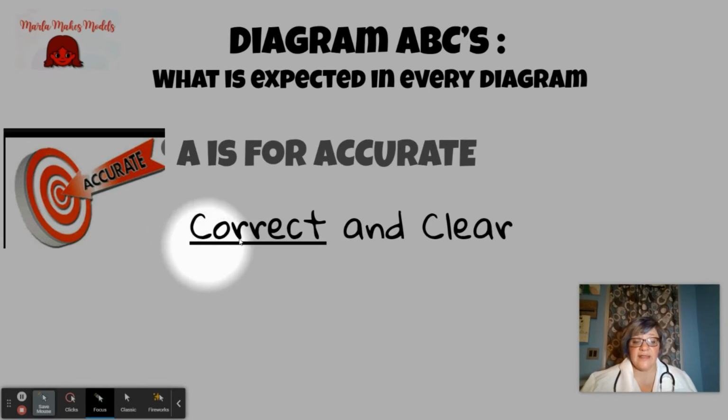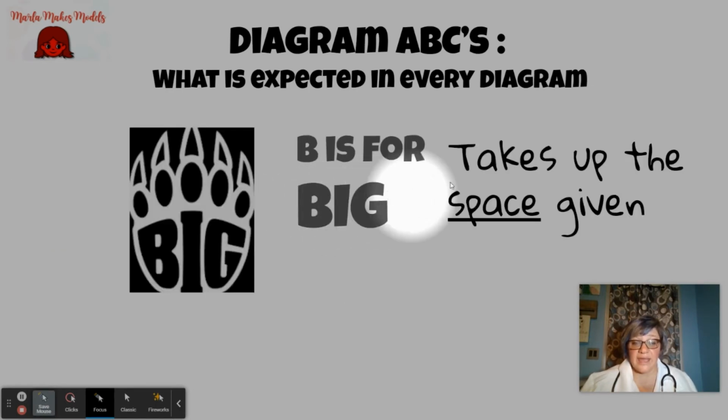A is for accurate. That means it's correct and clear. It clearly shows the idea. There's enough information to clearly show what you're talking about, and that is correct. And again, in these beginning models, correct means someone can look at your diagram and understand your thinking. That's all correct means in these beginning models. B is for big. It takes up the space given. I don't want to give you a whole piece of paper with those bodies on them and you draw little things inside. Take up the space given.